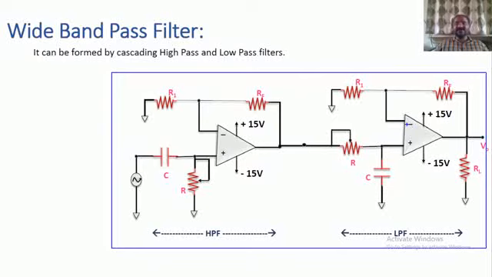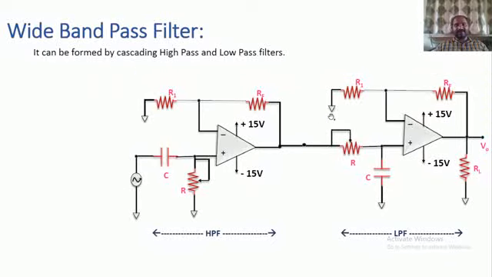That is done with the help of the quality factor or the figure of merit, which is Q. If Q is less than 10, that band pass filter is called a wide band pass filter. If Q is greater than 10, then that filter is called a narrow band pass filter. So this is the circuit diagram for the wide band pass filter.